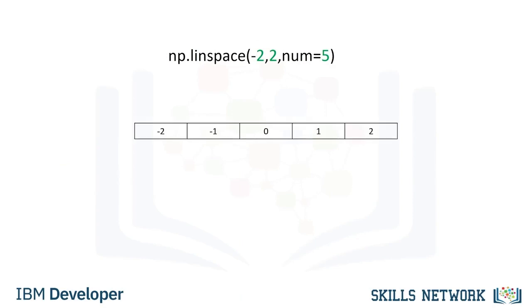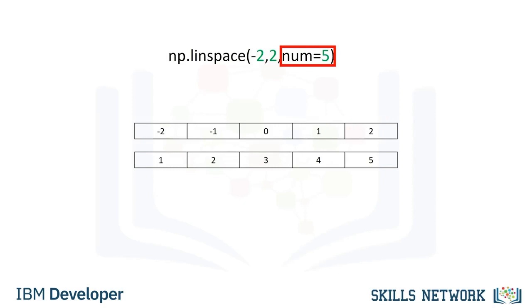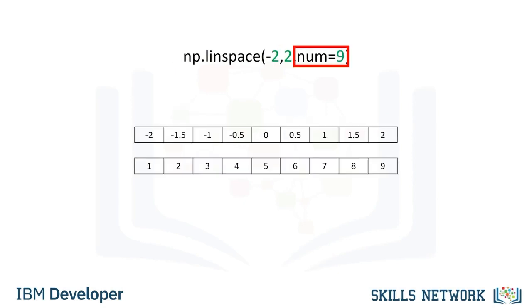Linspace returns evenly spaced numbers over a specified interval. We specify the starting point of the sequence and the ending point of the sequence. The parameter num indicates the number of samples to generate. In this case, 5. The space between samples is 1. If we change the parameter num to 9, we get 9 evenly spaced numbers over the interval from -2 to 2. The result is the difference between subsequent samples is 0.5 as opposed to 1 as before.